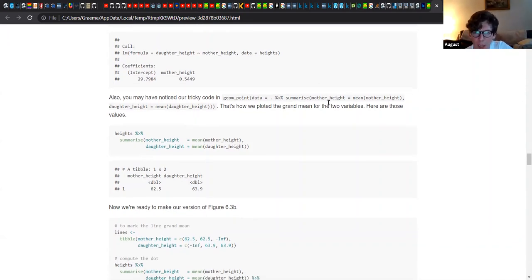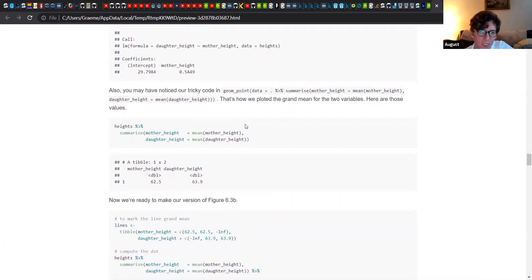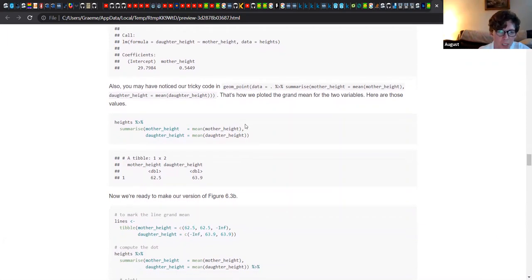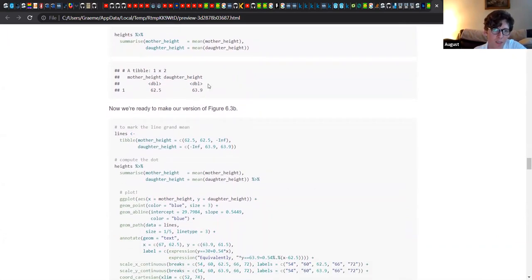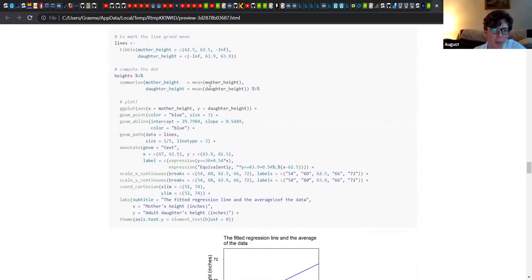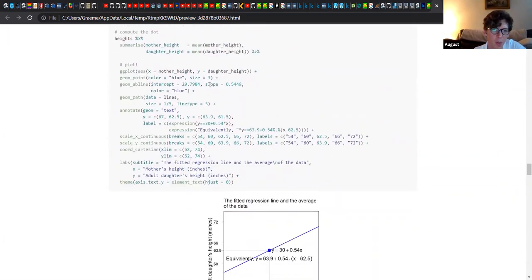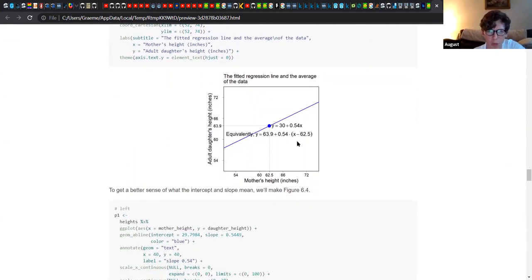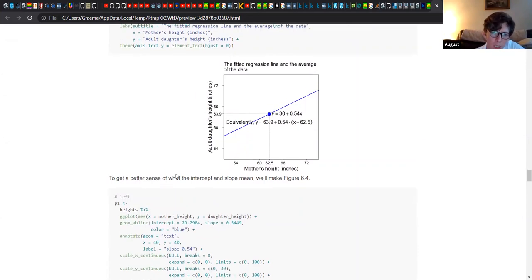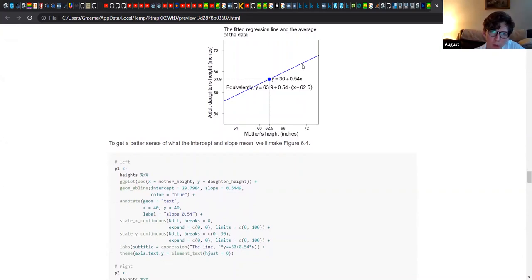Oh, so they got mean and mean. Yeah. So basically, all it is a mean of two means, right? Which I believe is acceptable. Anyway, now we're ready to make this figure, which we don't really need to explain, to be honest, but that's just basically the coefficients, and that's where the grand mean is. Get into the intercept and slope.